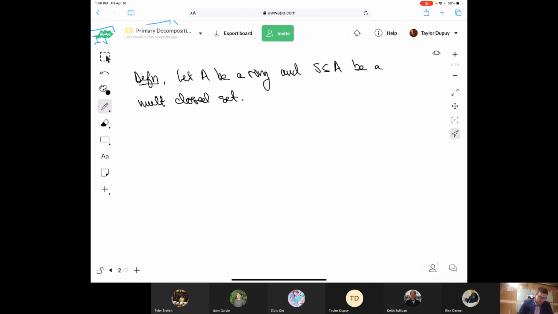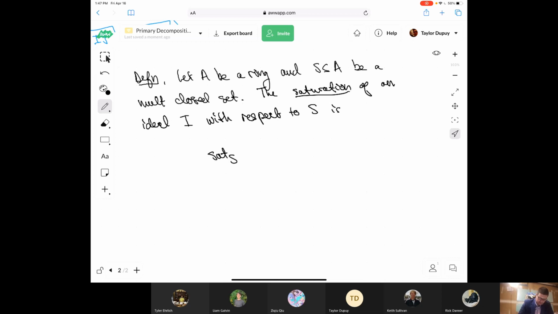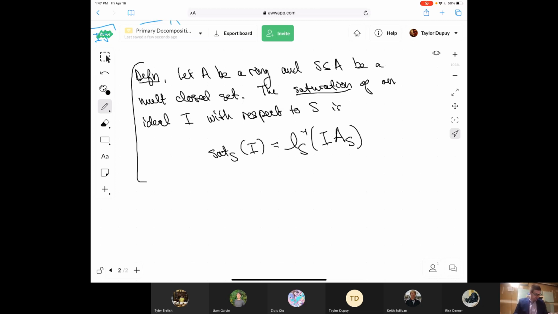Then the saturation of an ideal I with respect to S is this operation, sat_S of I. This is equal to L_S inverse of I times A_S. So it's the inverse image. What you do is you take the ideal, stick it into its localization, and then take the pre-image. This is the saturation.